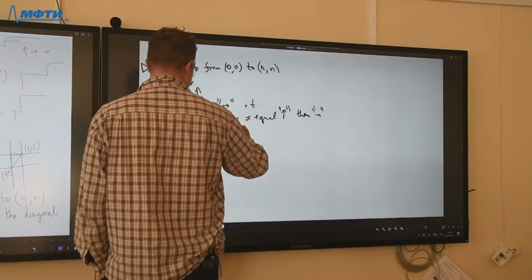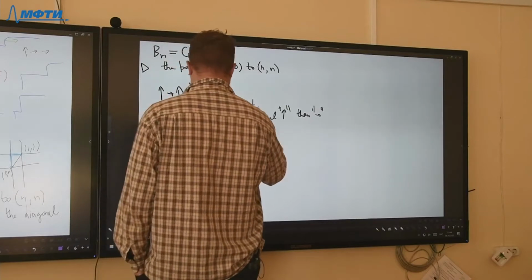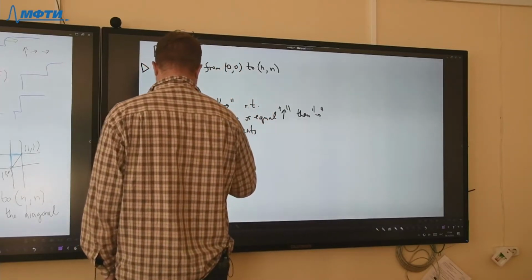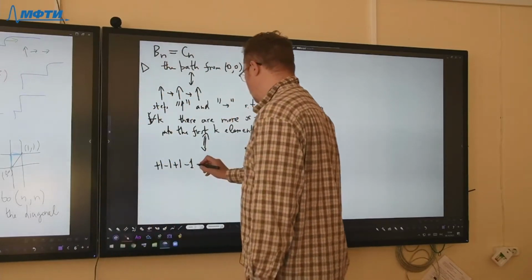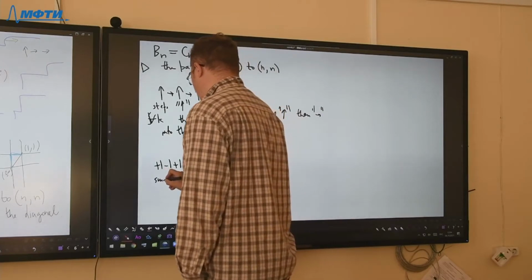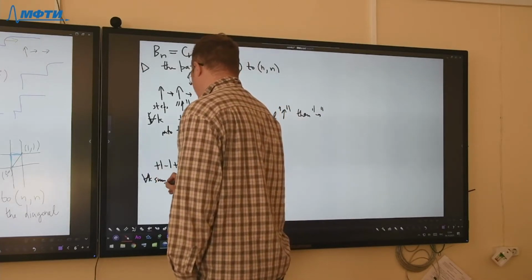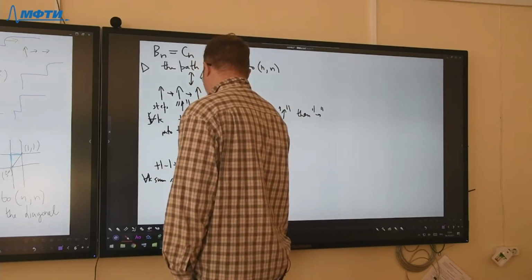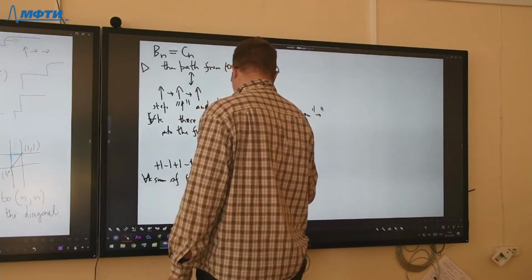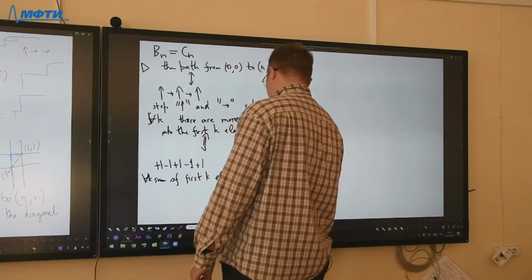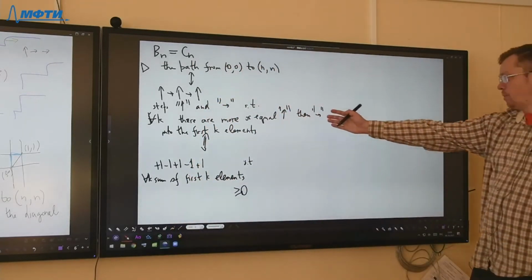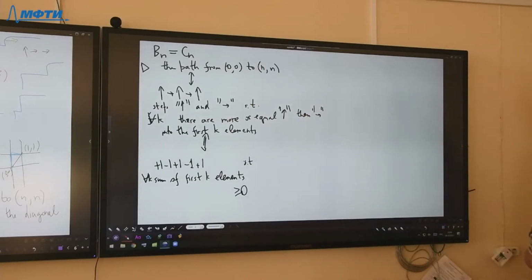k elements. And this is the same as the sequences of plus and minus 1, such that for all k, the sum of the first k elements is non-negative. So there are more plus ones than minus ones here. Okay.